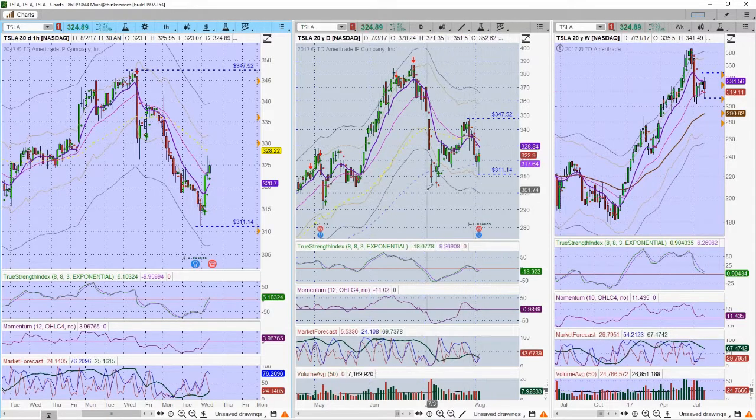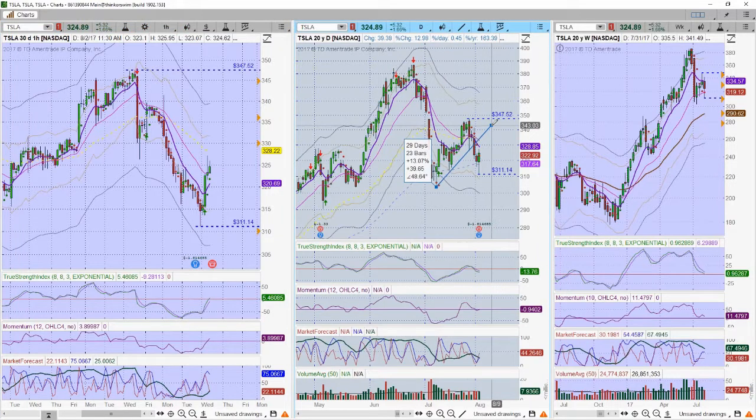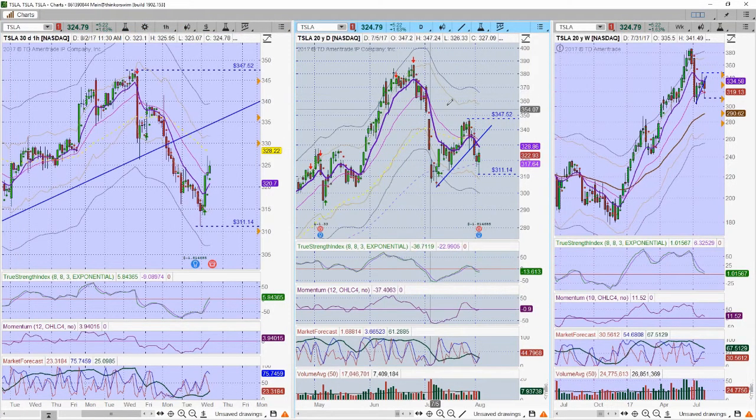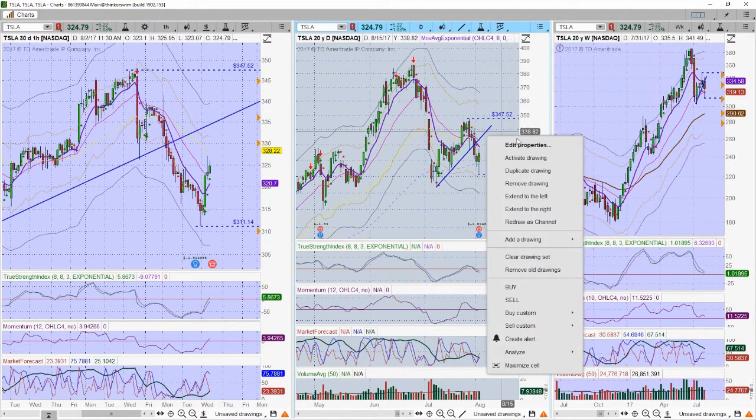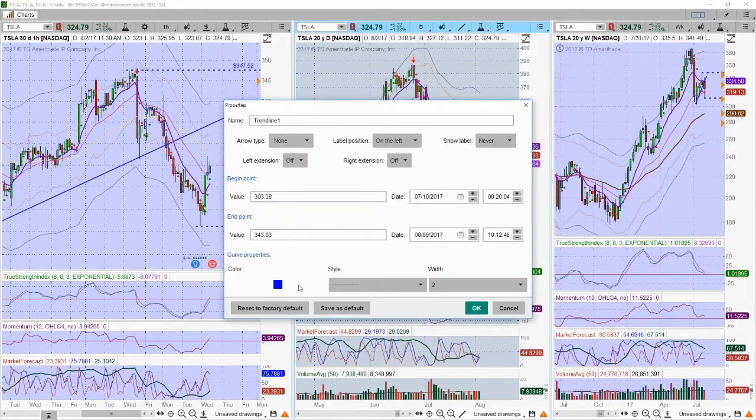And so what else do we have going on here? Well, basically Tesla broke down from this line here. So I can basically draw in a trend line going up and see what transpires. And I'm going to just change that for the time being over to a raspberry color.